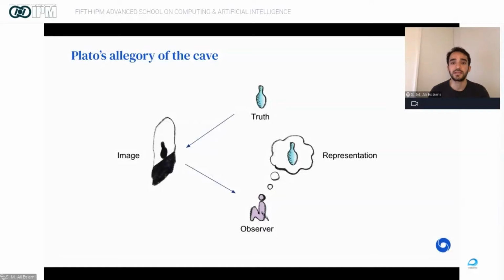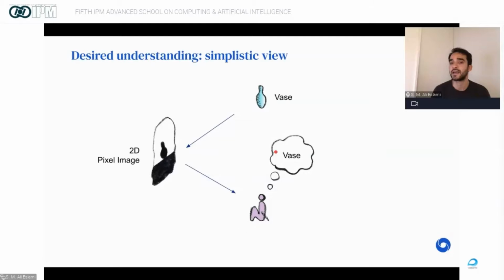So if we kind of break down the allegory, we have the true objects that create 2D images in front of us. And we observe those images and then form representations in our heads that try to capture some essence of that truth. So for instance, we might be looking at a vase. That vase creates a 2D pixelated image. Maybe it's black and white, if we had old sensors. New sensors are color, obviously, but they're still two-dimensional.